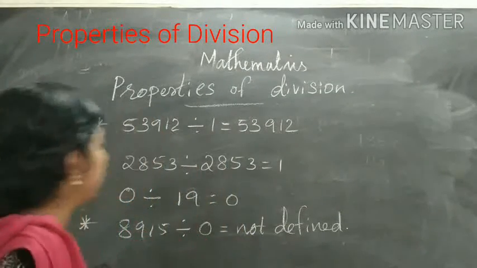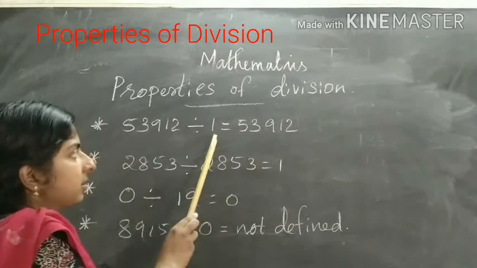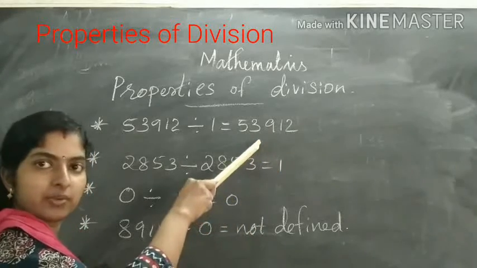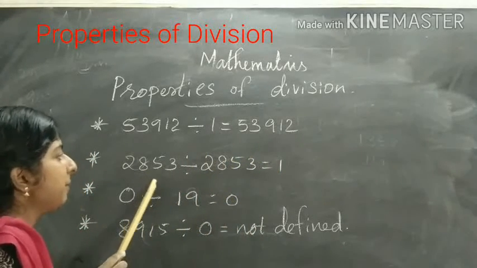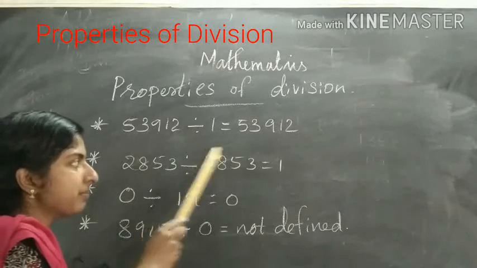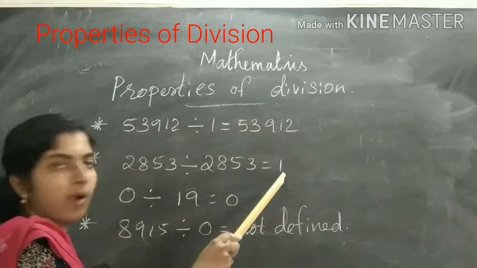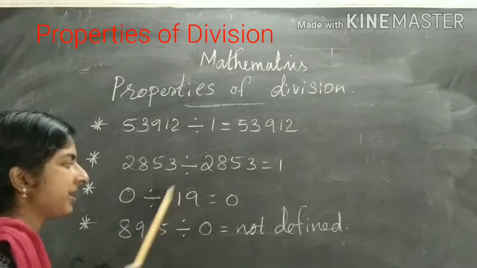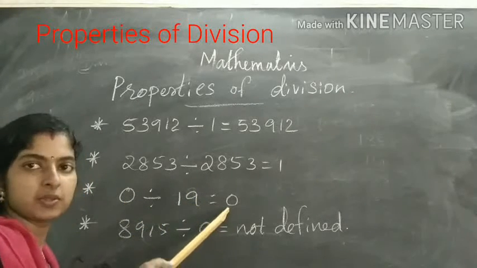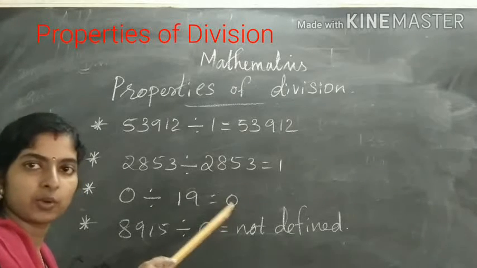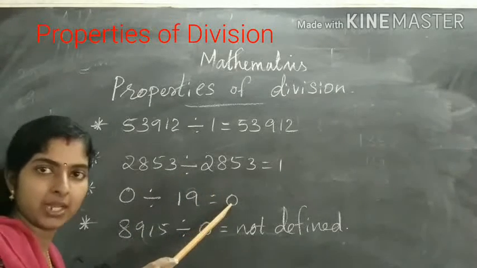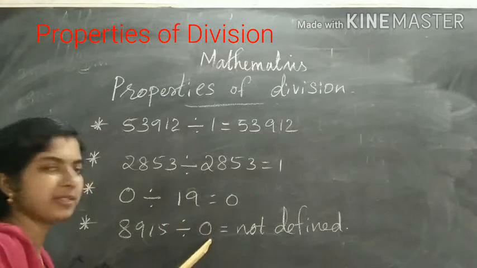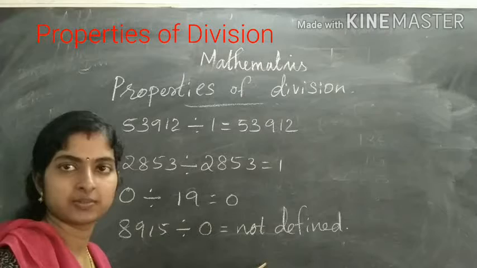Okay. Here, when a number is divided by 1, answer is number itself. Okay. Then, when a number is divided by itself, answer is 1. Then, when 0 is divided by any number, quotient is 0. Answer is 0. Then, any number divided by 0 is not defined.